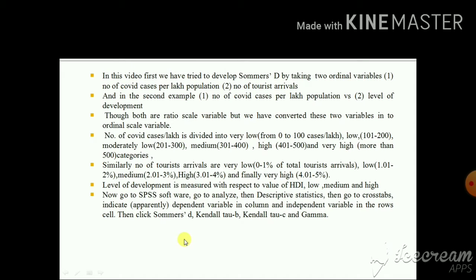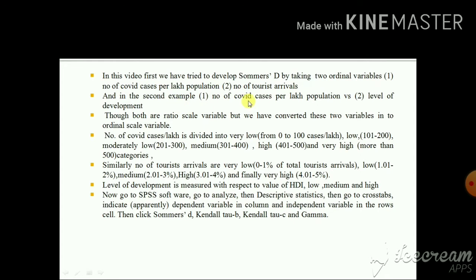In this video, first we have tried to develop Somers D by taking two ordinal variables. The first one is the number of COVID cases per lakh population, and the second variable is the number of tourist arrivals. We know that the arrival of tourists or international tourist movement is one of the important factors for spreading this virus. So we want to measure the association between these two variables. Though these two are ratio scale variables, we have tried to convert them into ordinal scale variables.